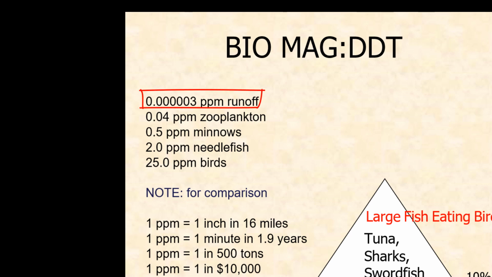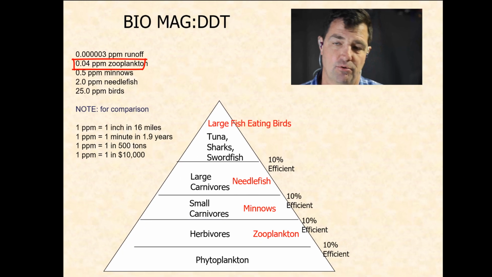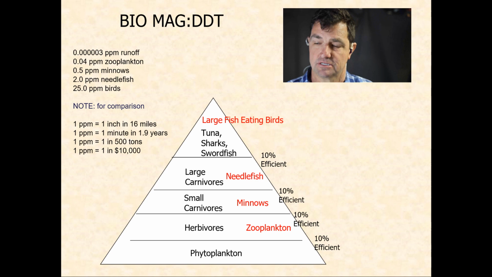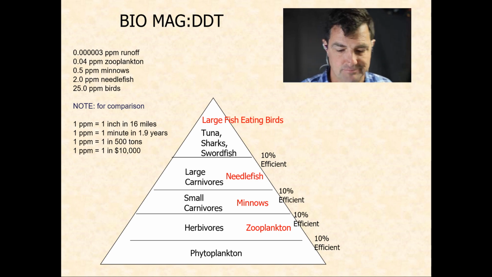It's 0.0000003 parts per million, which seems like an incredibly tiny number, and you're right about that. But by the time it reaches the zooplankton, you'll notice that it is far more concentrated. In the zooplankton, you could study it and find that it is 0.04 parts per million by that point.